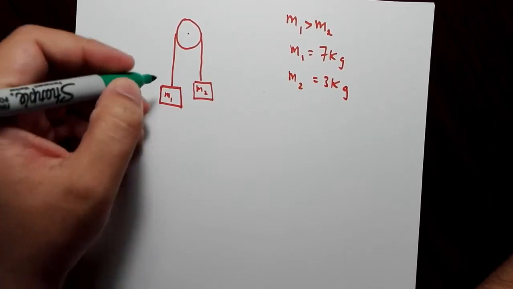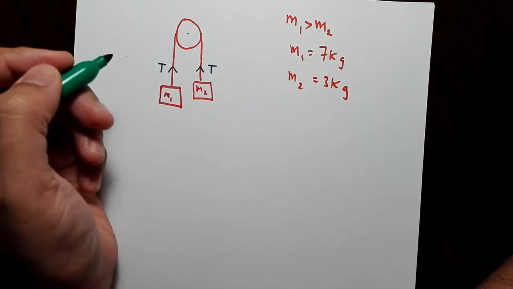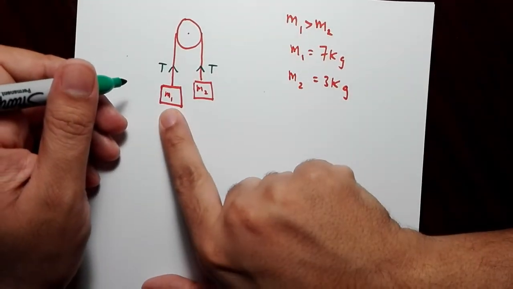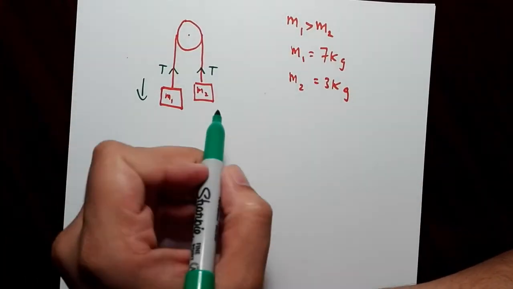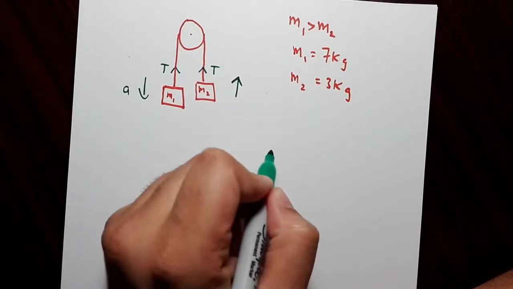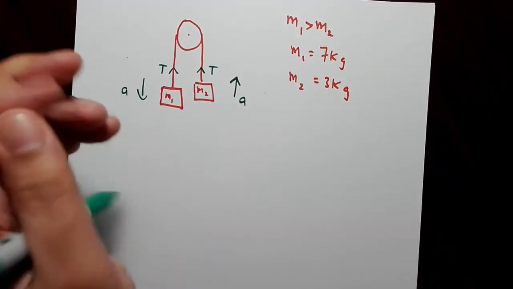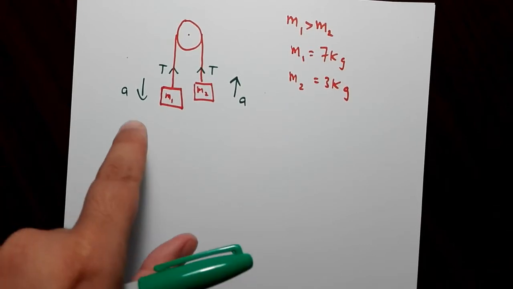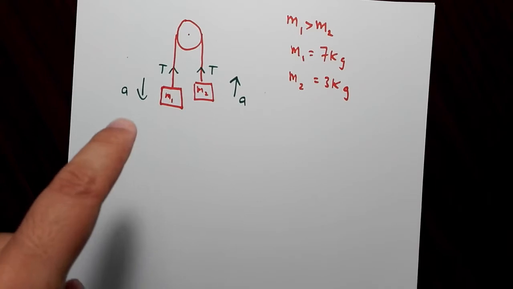Of course there's tension in the string, and there's tension in the string over here. And since M1 is more massive, the system will move in this direction. This guy will move downward with the acceleration a, and this will move upward with the same acceleration. Again, the constraint is the same as before, as we've discussed for the two masses connected through a pulley, one on the table. In that case also, the acceleration was the same.